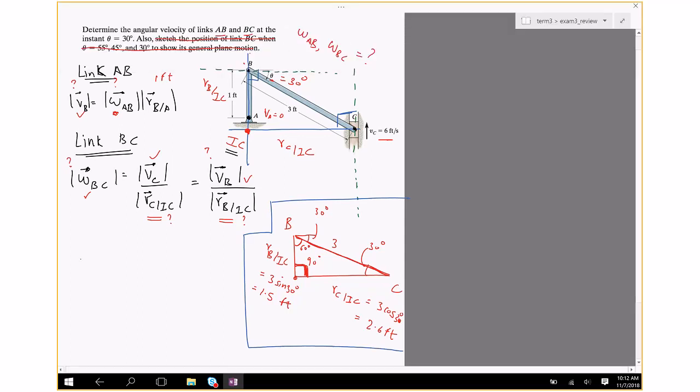Okay, so now we are all set to write this equation down with whatever we know. Omega BC is unknown, velocity of C is 6, RCIC is 2.6, VB is unknown, and RBIC we just found is 1.5. So omega BC is 6 divided by 2.6. It's 2.31. VB is going to be 2.31 times 1.5. 3.46.